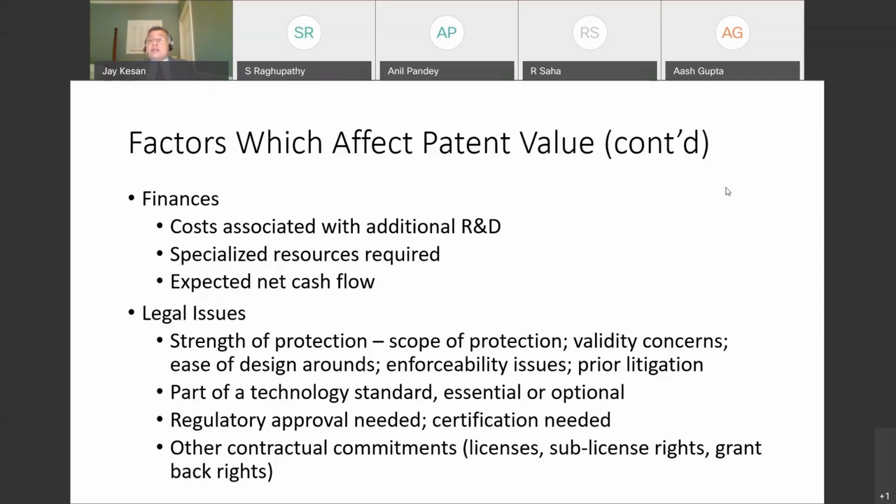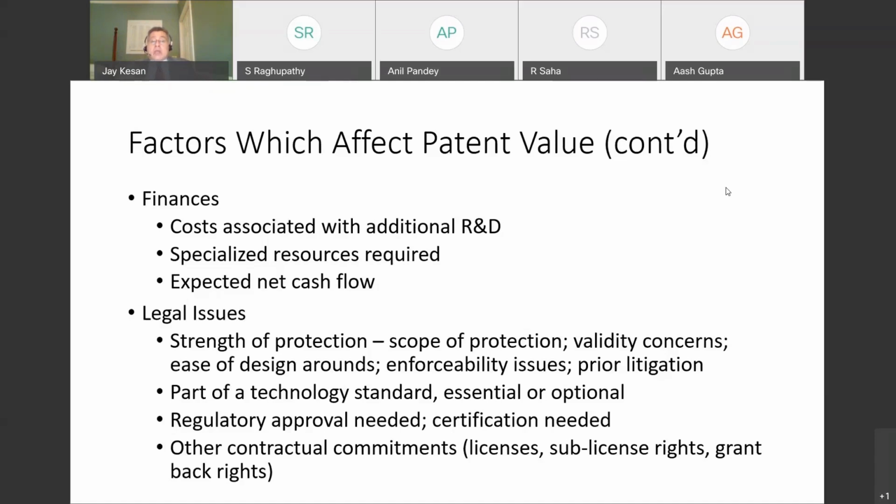Are you likely to run into some enforceability issues when you try to enforce the patent? Has the patent been involved in prior litigation? And in the prior litigation, it has held up and the patent was successfully enforced, in which case it becomes even more valuable because it is a tried and tested piece of property.